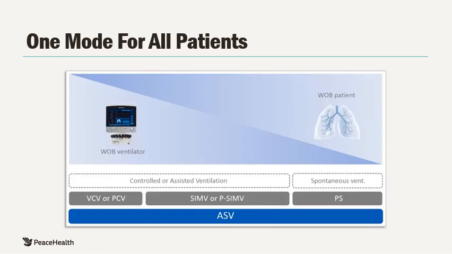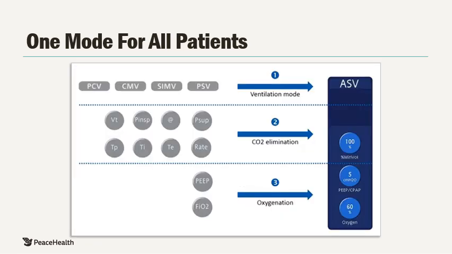One mode for all patients means that instead of the RCP having to constantly change modes, ASV transitions the patients from control mode to spontaneous mode as they progress breath by breath until they are ready for liberation from mechanical ventilation. As we see in this graphic, the modes of ventilation are controlled by ASV itself, leaving us as caregivers just three main parameter controls.